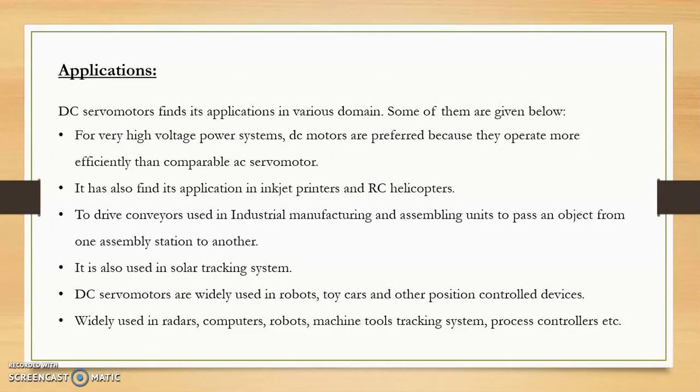And DC servo machines are widely used in robots, toy cars, and some 3D printers also. They are also widely used in radar, computers, machine tools, tracking systems, process controllers, and so on.